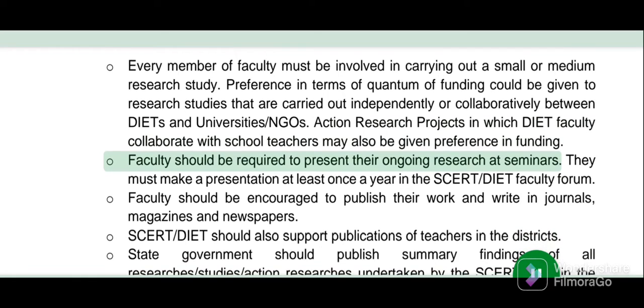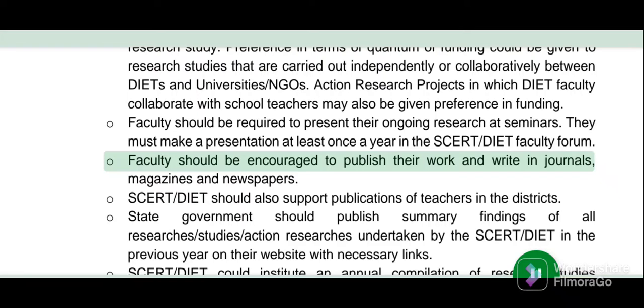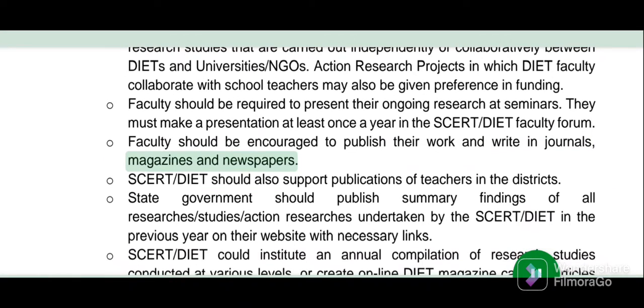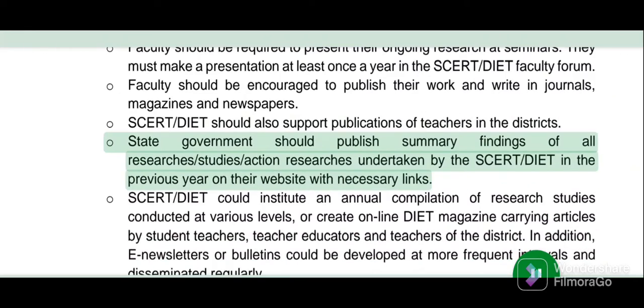Faculty should be required to present their ongoing research at seminars. They must make a presentation at least once a year in the SCERT DIET Faculty Forum. Faculty should be encouraged to publish their work and write in journals, magazines and newspapers. SCERT DIET should also support publications of teachers in the districts. State government should publish summary findings of all researches, studies, action researches undertaken by the SCERT DIET in the previous year on their website with necessary links.